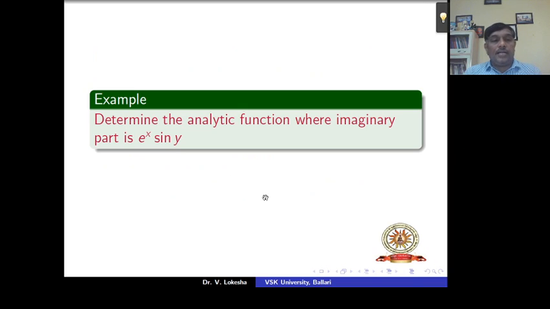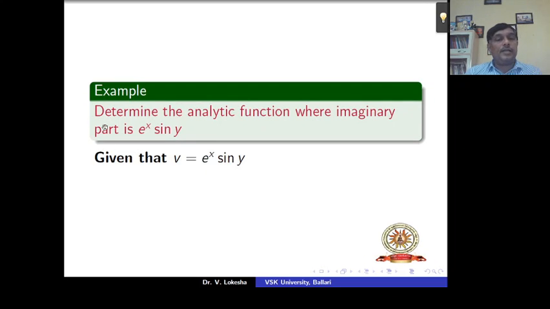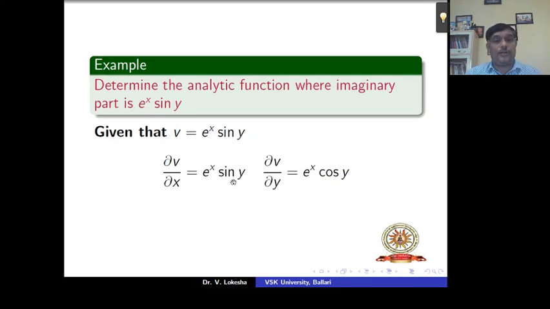Then another problem we will discuss here: determine the analytic function where the imaginary part is e^x sin y. Here v is given, v equals e^x sin y. First, because it is an analytic function, it satisfies the Cauchy-Riemann equations. Then ∂v/∂x is equal to e^x sin y, and ∂v/∂y means x is a constant, e^x into sin y becomes cos y.